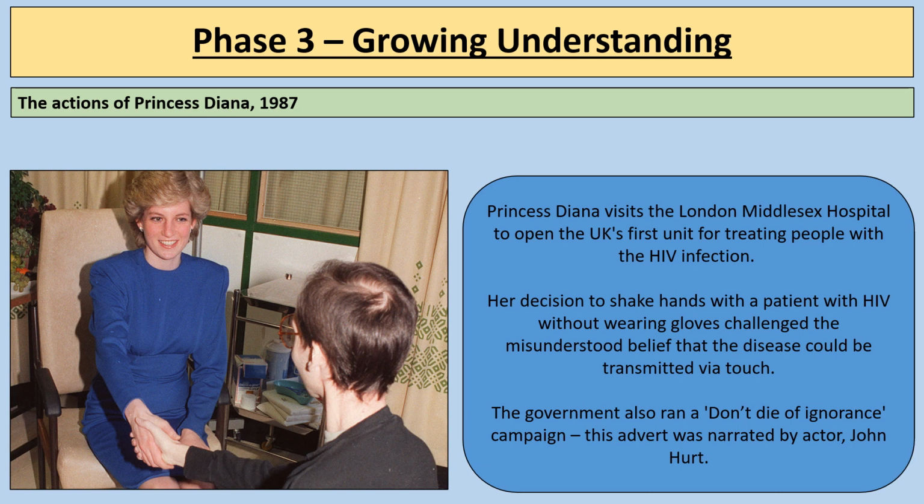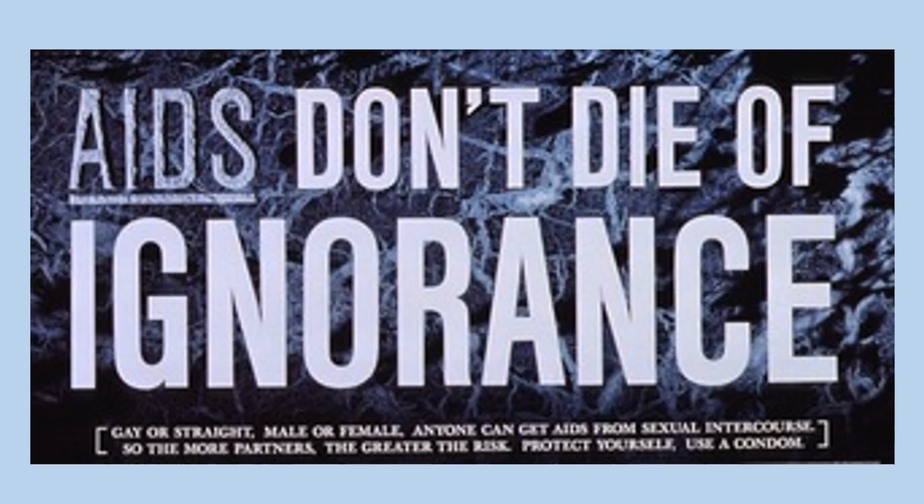Now, the growing understanding, Princess Diana's actions here were really important. You can see a picture here of Princess Diana visiting the London Middlesex Hospital to open the UK's first unit for treating people with HIV infection, and her decision to shake hands with a patient with HIV without wearing gloves challenged the misunderstood belief that disease could be transmitted via touch. The government also ran a Don't Die of Ignorance campaign, which was narrated by the actor John Hurt. And you can just see a still of that poster about AIDS, Don't Die of Ignorance.